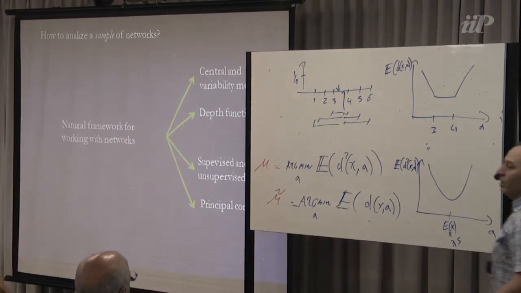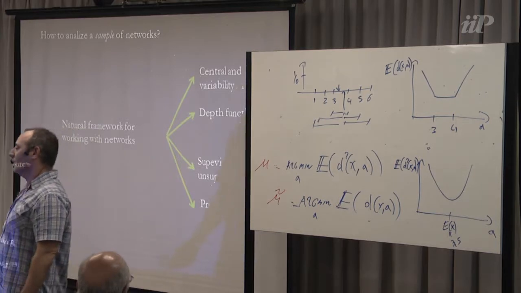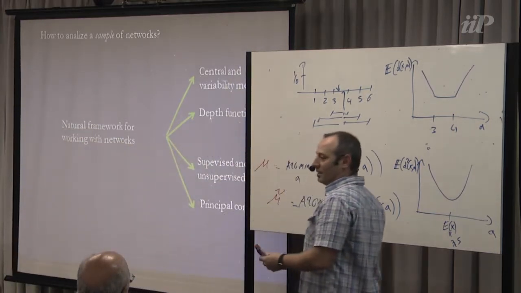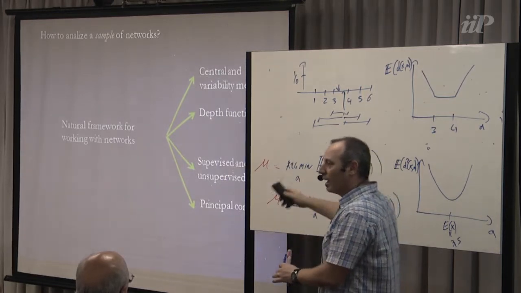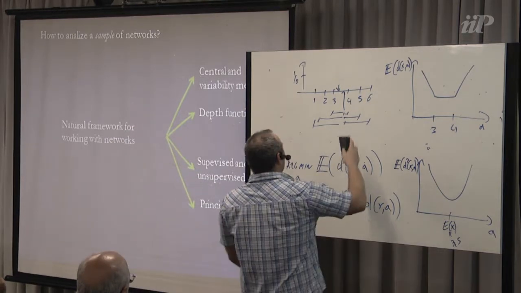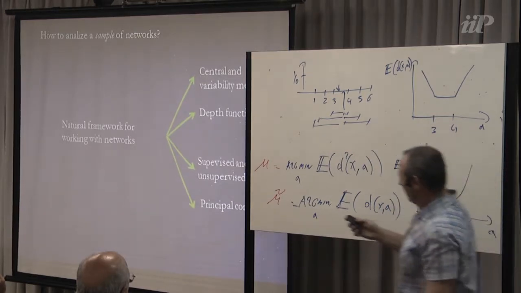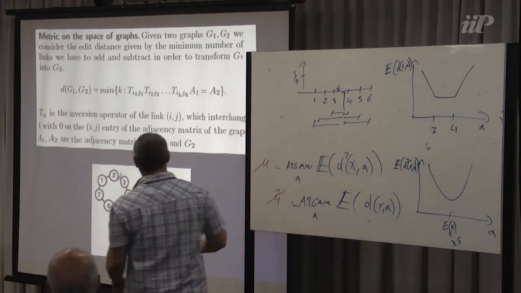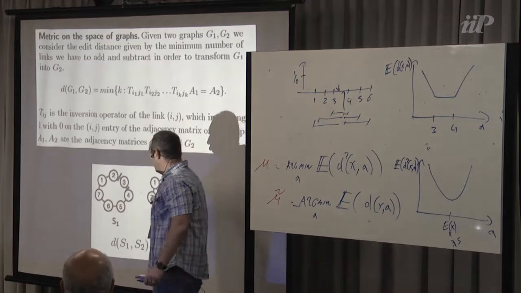So now you all know how to compute the average graph. The first important thing is, what is the distance? If I know the distance, I minimize the distance, and I will have the central graph. Okay, the distance. Let's see this.